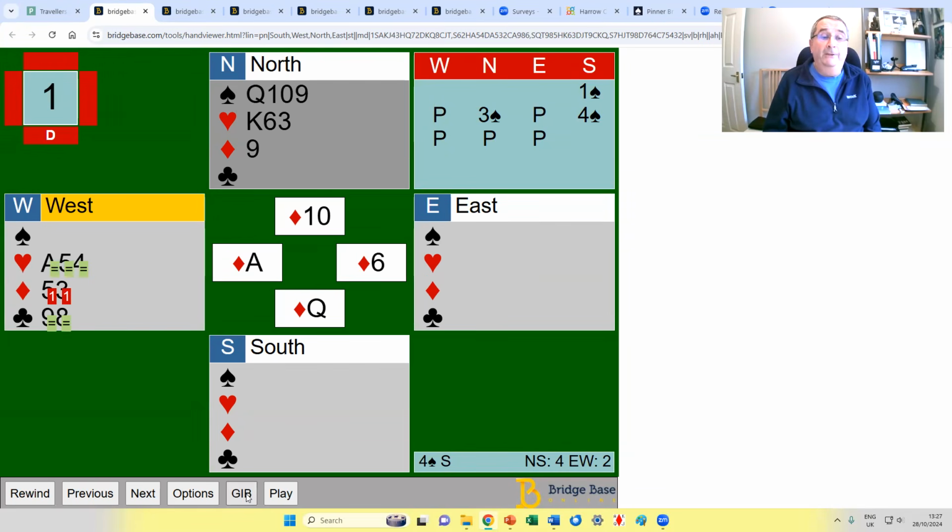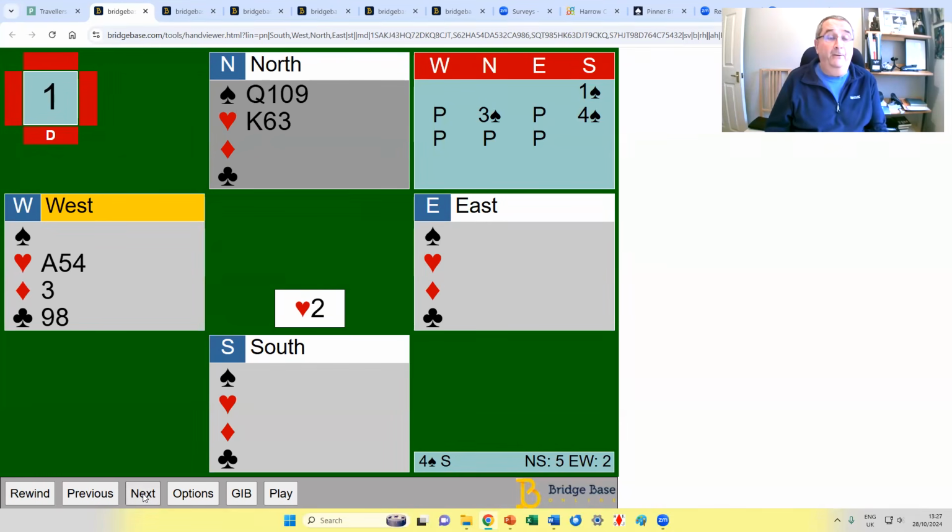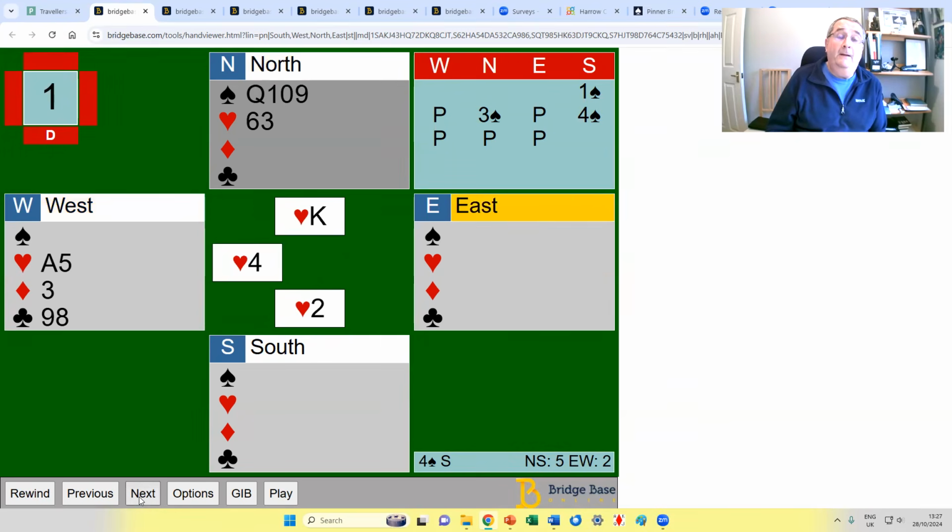If I click briefly on the GIB button, you'll see that the only lead to defeat the contract is a diamond. Any other lead, declarer can make the contract. So yes, I think a diamond is the safest lead here. And declarer wins that with the king. And they now play a heart. And I hope you've been preparing yourself for this all during the play. When they lead a heart towards the king, you must, of course, not play your ace. You play low here. Declarer wins the king. And let's suppose they play a spade here.